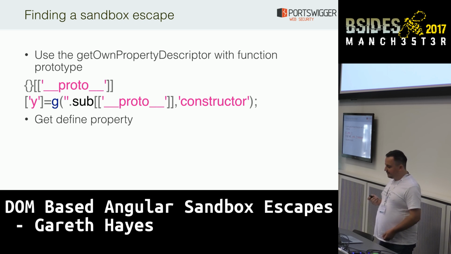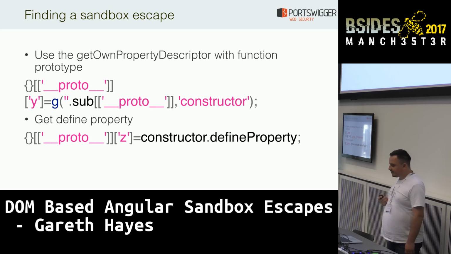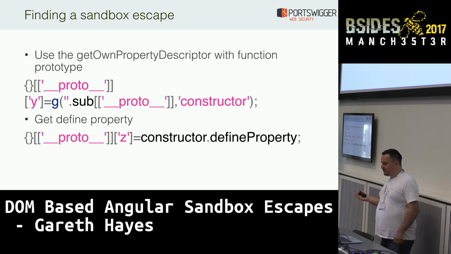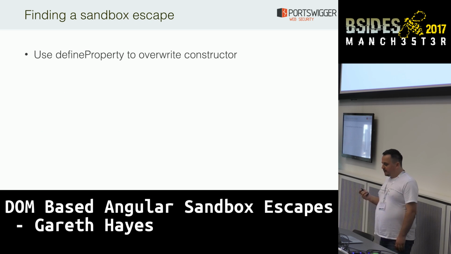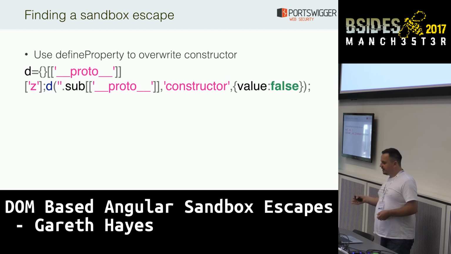So now we need defineProperty. We need defineProperty so that we can overwrite the constructor property. So I store a reference to defineProperty using the same technique with the array. And now we can use defineProperty to overwrite the constructor property on every function. So here I call defineProperty. D contains a reference to the defineProperty function. That function accepts three arguments. The first argument is the object, so I pass the sub function and get the function prototype again. Then constructor is the property that I want to change. And the descriptor is just an object literal. And I want to change this property to false.